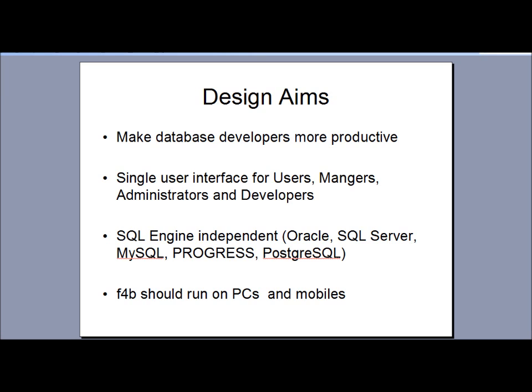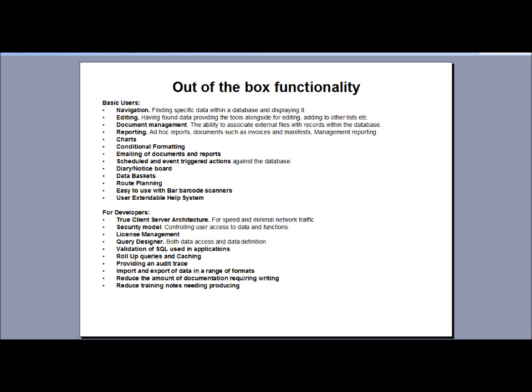f4b should be SQL engine independent, so you can write your queries in one dialect and f4b will interpret them and be able to run them against a range of back-end databases. f4b should run on PCs and mobile devices. To get these productivity gains, what we aim to do is provide a great deal of functionality straight out of the box. In other words, when you connect a database via entering a connection string, all these benefits are available to you immediately.